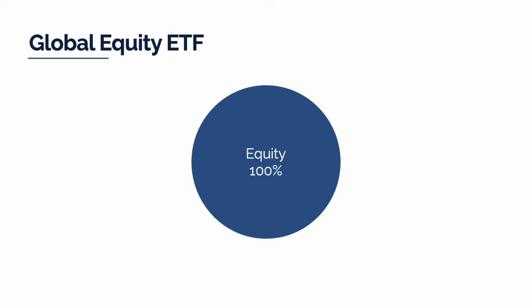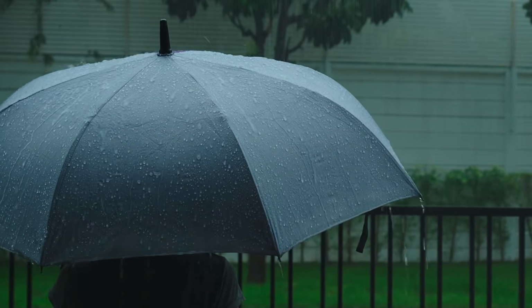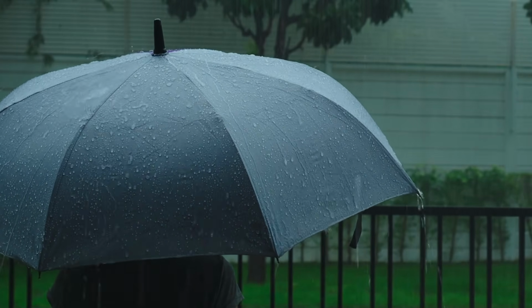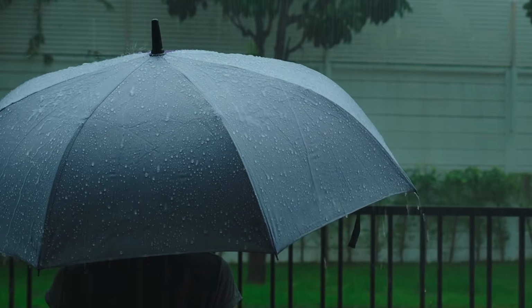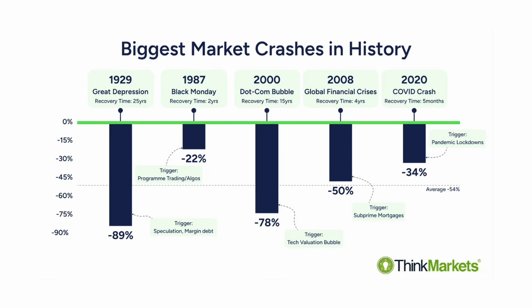A global equity ETF might own thousands of companies across different countries and sectors, but it is still 100% invested in equities. That means it remains exposed to the risks shared by stock markets as a whole. Diversification can reduce the damage caused by one company failing, but it cannot protect you from a broad market crash. And market falls are not rare. Throughout its history, markets have regularly suffered declines of 10%, 20%, or more. Some crashes have been especially severe.